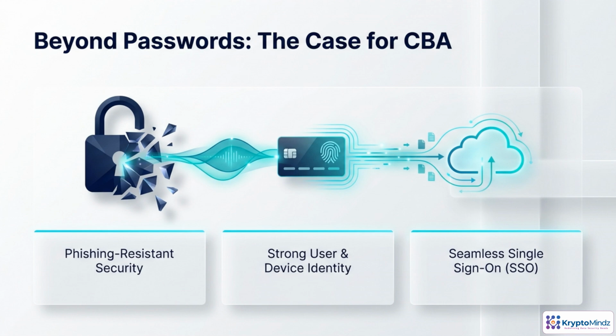Certificate-based authentication, or CBA, is where PKI becomes very real for identity. Instead of proving who you are with a password, you prove it by demonstrating control of a private key bound to a user or device identity. That shift gives you strong phishing resistance, ties access to specific users and devices, and enables seamless single sign-on across both on-premises and cloud services.